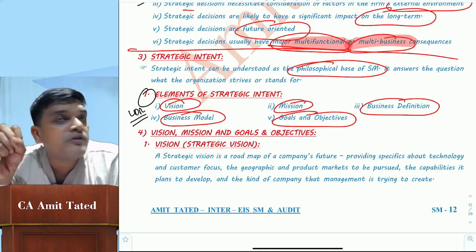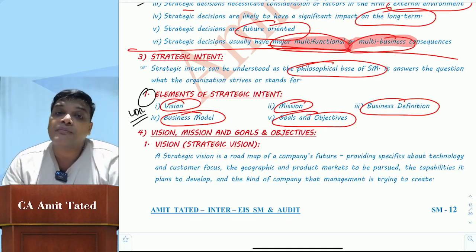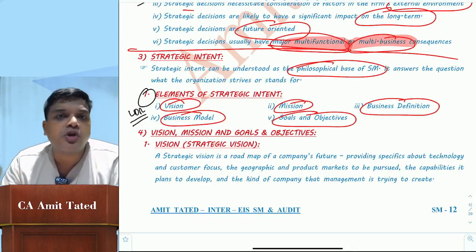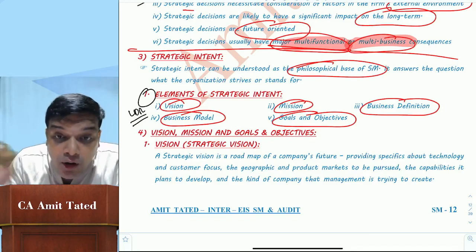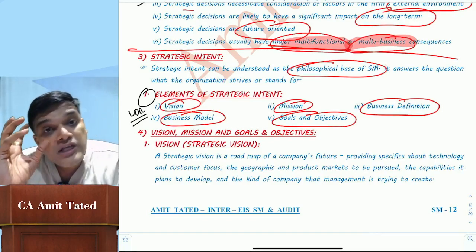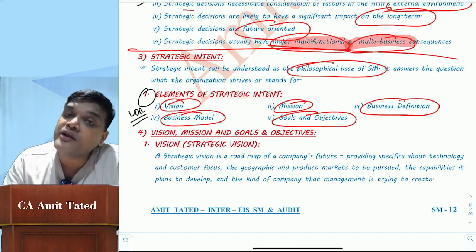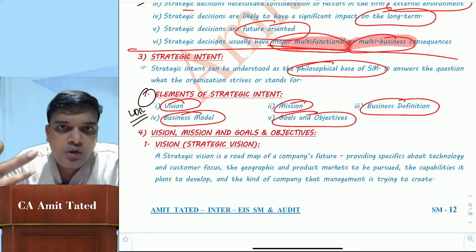What is the difference between goals and objectives? Goal is long term and objectives are short term. But many of them don't distinguish them as long term and short term, and everybody thinks goals and objectives are similar. This is what is written in your module: goals are long term and objectives are short term. But many strategists don't divide goals and objectives as long term and short term. But I hope I made you understand what goals and objectives are.